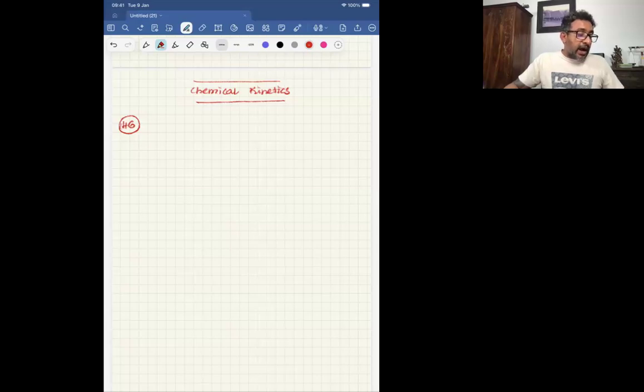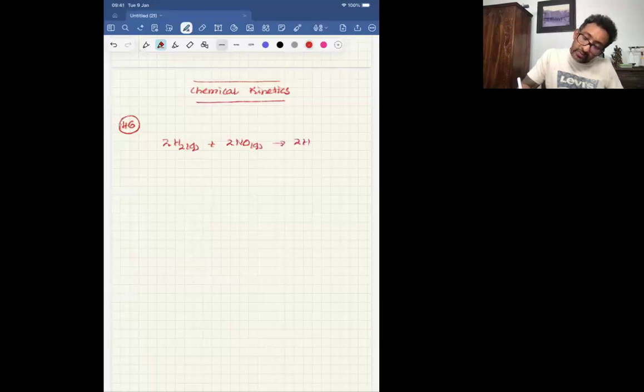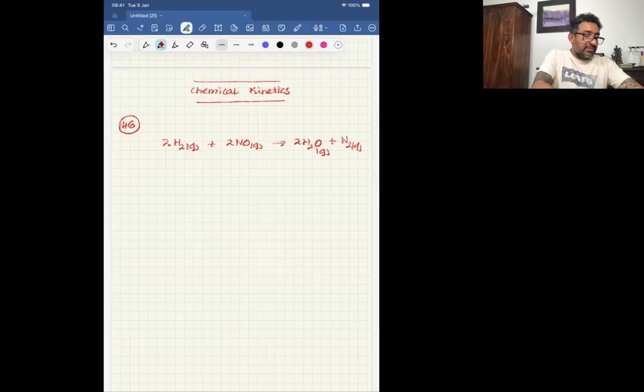Hydrogen gas, question number 46. The hydrogen gas used to reduce NO into nitrogen. So this is 2 H2 gas plus 2 NO gas giving you 2 H2O and then nitrogen. Right? So very similar questions here. Calculate the order with respect to hydrogen and nitrogen oxide, derive the rate equation, and find the rate constant.